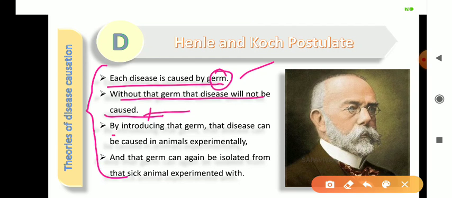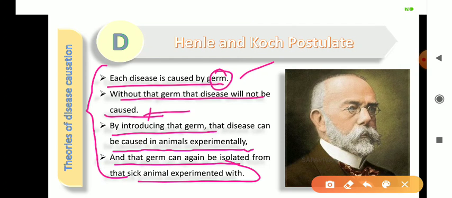Then, by introducing that germ, the disease can be caused in animals experimentally. If someone is doing an experiment and that germ is introduced into a particular animal or human being, the disease will be caused. And the germ can again be isolated from the sick animal experimented with. We'll discuss it.